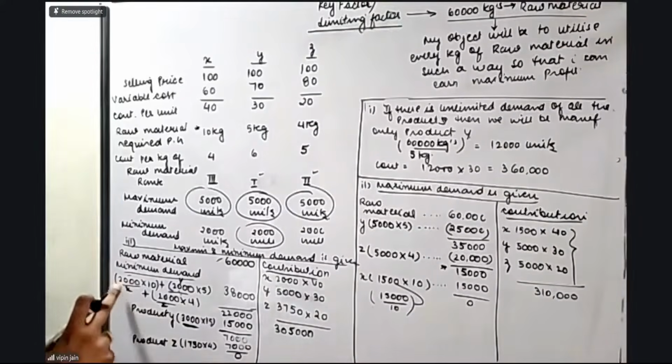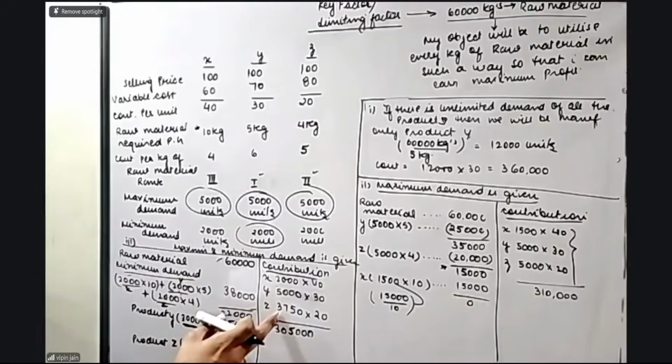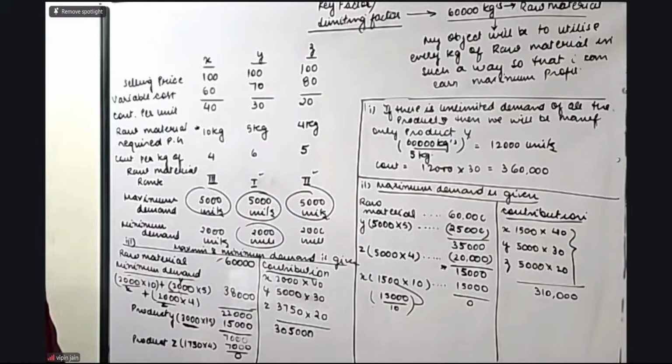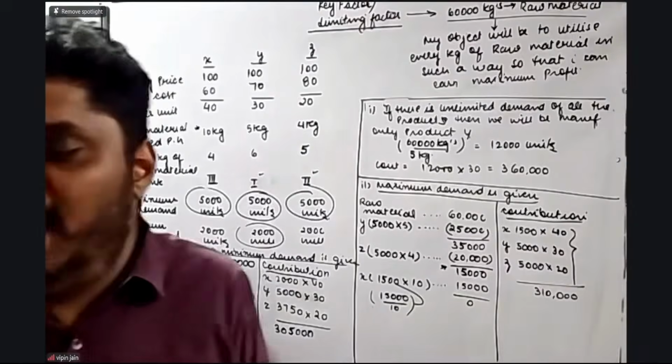So X we manufactured only 2,000 units. But Y we manufactured 2,000 plus 3,000, 5,000. Z we manufactured 2,000 plus 1,750, 3,750. Okay, sir. Understood, sir. Thank you, sir. Yeah, just copy everything, please.